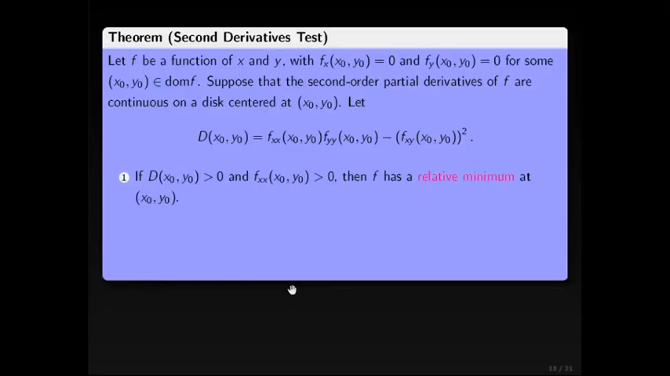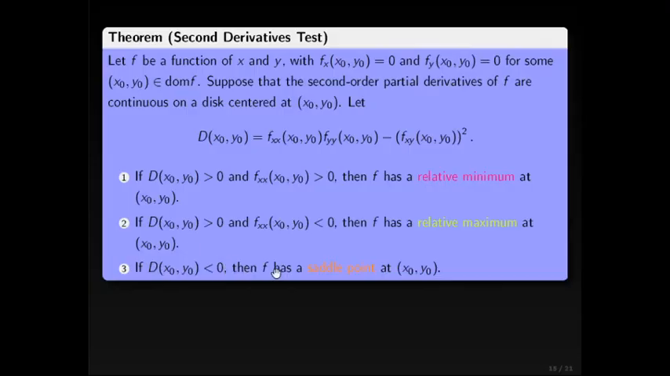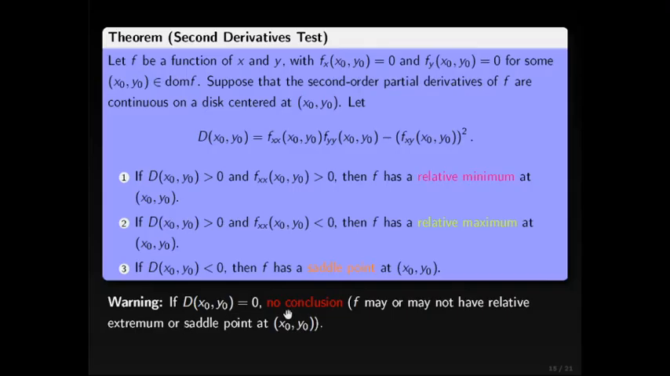So if this discriminant is positive and fxx at the point x naught, y naught is also positive, then f has a relative minimum at x naught, y naught. If D is positive and fxx is negative at the point x naught, y naught, then f has a relative maximum at x naught, y naught. If D is negative, then certainly f will have a saddle point at x naught, y naught. And in the remaining case where D equals 0, we say that this test is inconclusive.